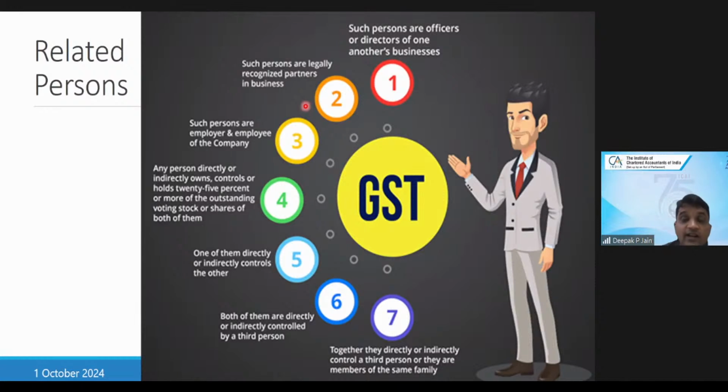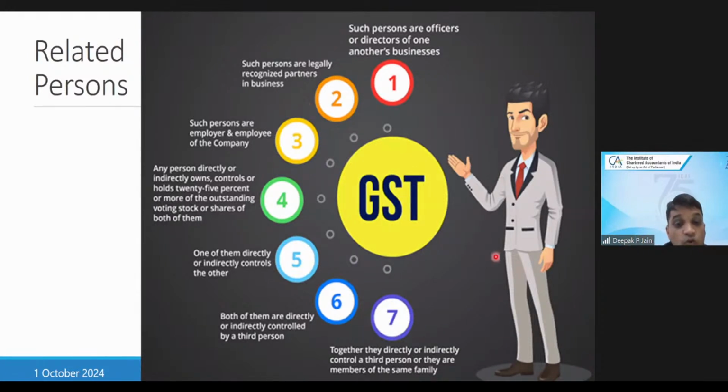Then one of them directly or indirectly controls the other. How? I am a shareholder, or a director who has major rights in the company. So I can control directly or through any other company, a subsidiary. I am having a subsidiary, and that subsidiary is holding another company. So directly or indirectly I'm having control. Then if two companies are both directly or indirectly controlled by a third person, these two companies will be called related companies. So if you see, the ambit of related is so wide that any direct or indirect control by a third person also will make me a related company.